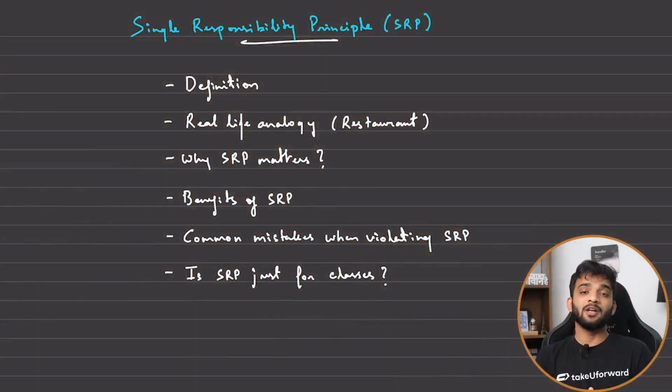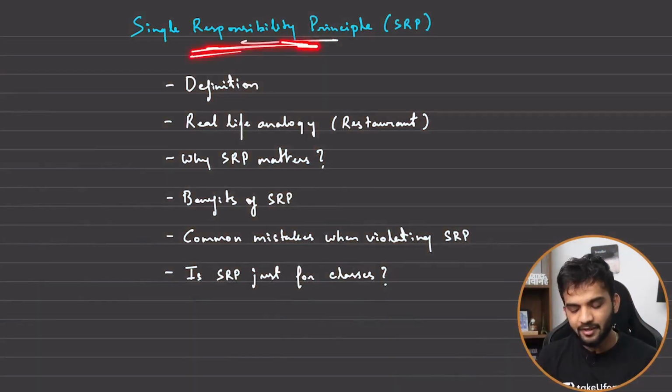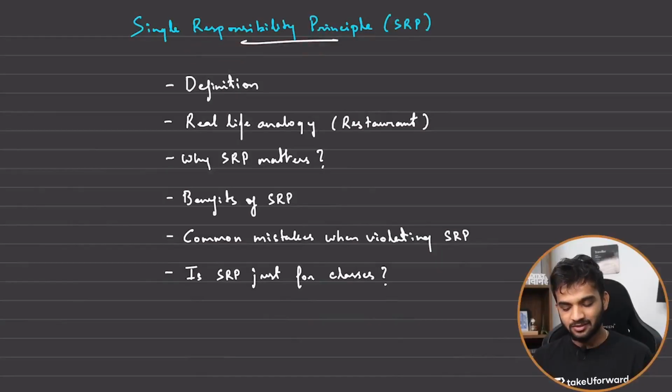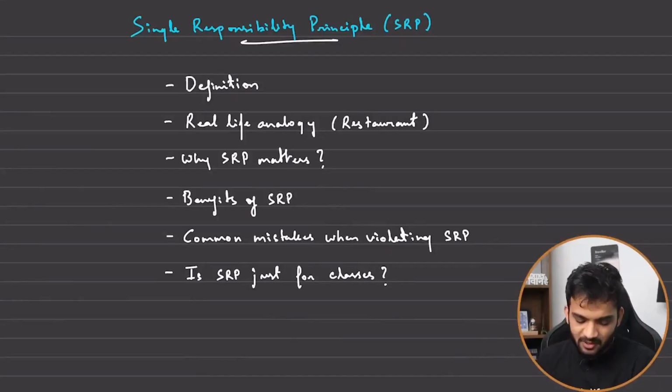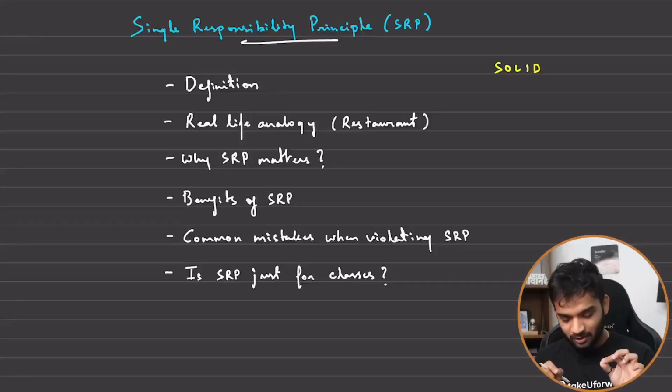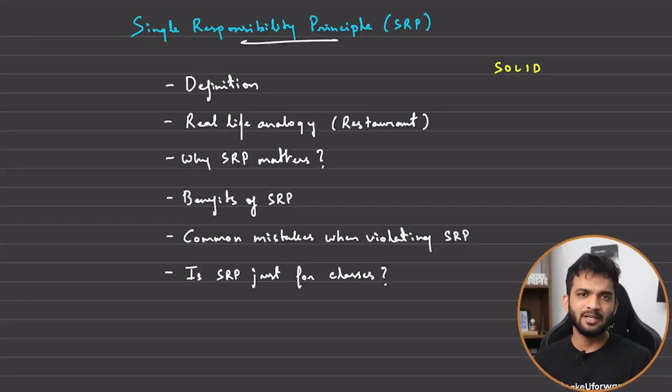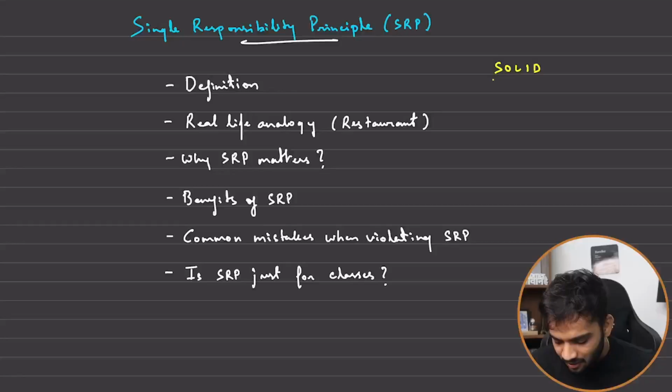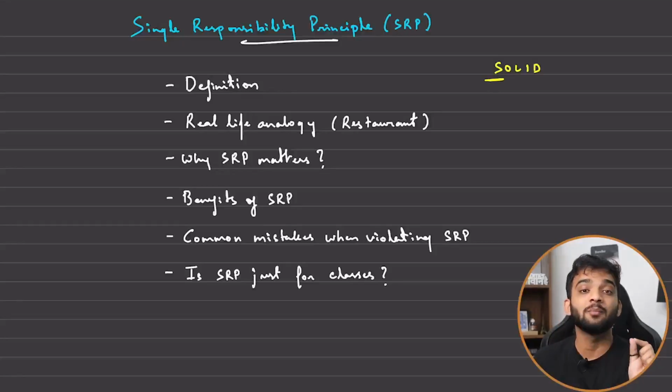So the topic for this particular video will be single responsibility principle. This is one of the 5 principles that we will be talking about. The 5 principles collectively are known as SOLID principles, which is very important when it comes to system design or low level design. This first one, single responsibility principle, represents the S in SOLID.